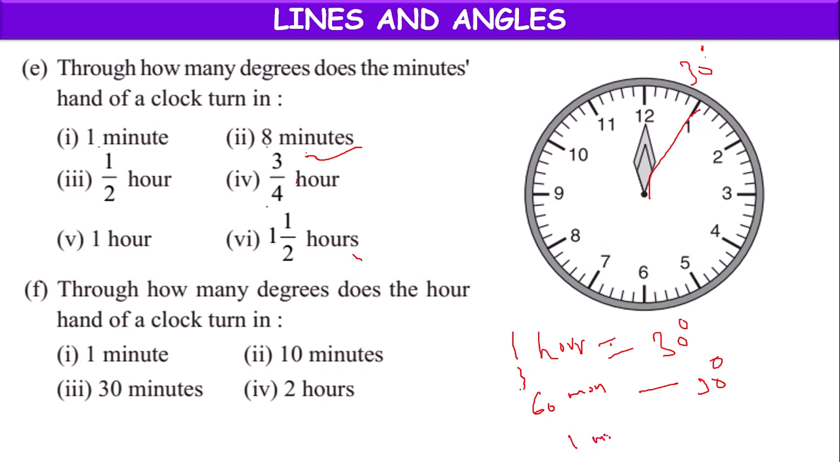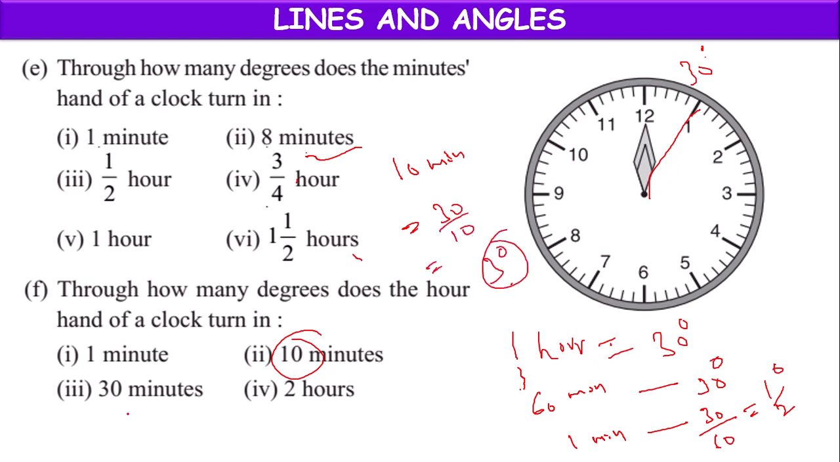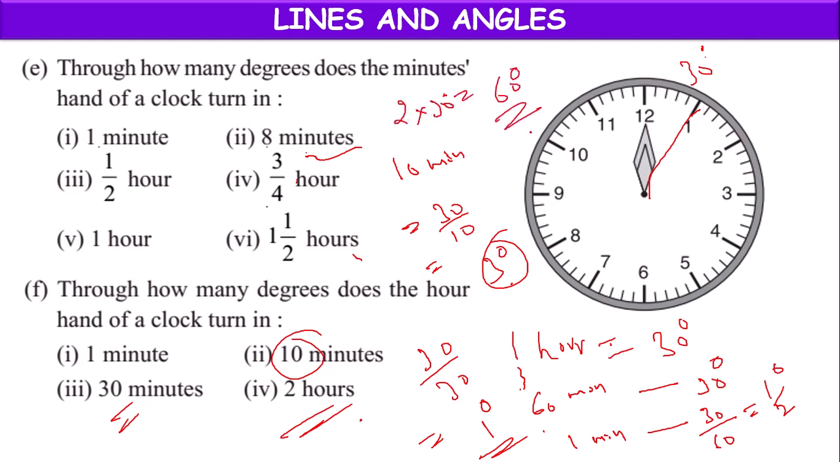Now they are asking 1 minute. In 1 minute, it can make how much angle? 30 by 60 equal to half a degree. So in 10 minutes, it can make how much angle? 30 by 10 equal to 3 degrees. In 30 minutes, it can make how much angle? 30 by 30 equal to 1 degree. In 2 hours, it can make how many degrees? In 1 hour, 30 degrees, so 2 hours, 2 into 30, 60 degrees angle it can make.